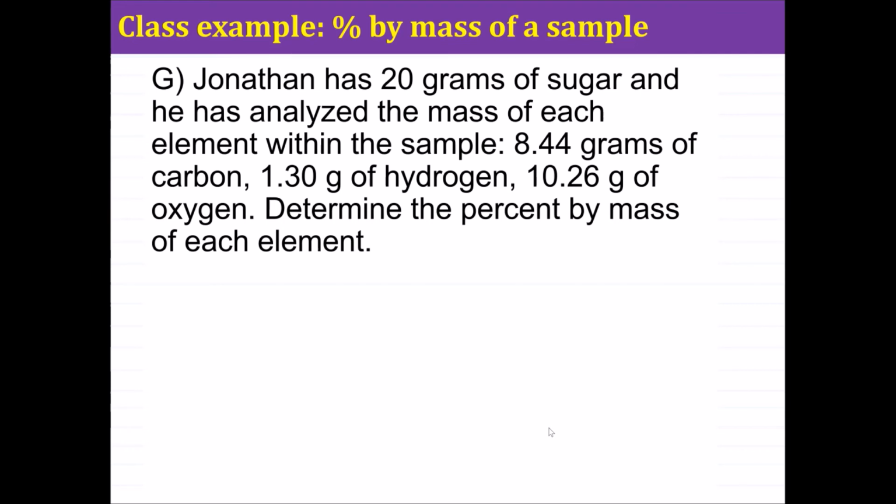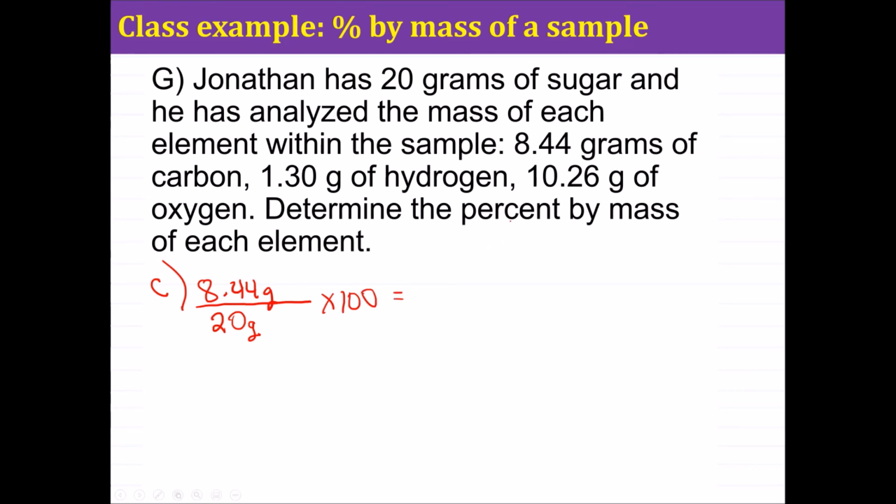All right, try example G. Jonathan has 20 grams of sugar and he has analyzed the mass of each element within the sample. He found 8.44 grams of carbon, 1.3 grams of hydrogen, and 10.26 grams of oxygen. Determine the percent by mass of each element. First, let's look at carbon. 8.44 grams. And to find percent by mass, it's always the grams of the element divided by the grams of the substance. He had 20 grams of glucose and multiply by 100.